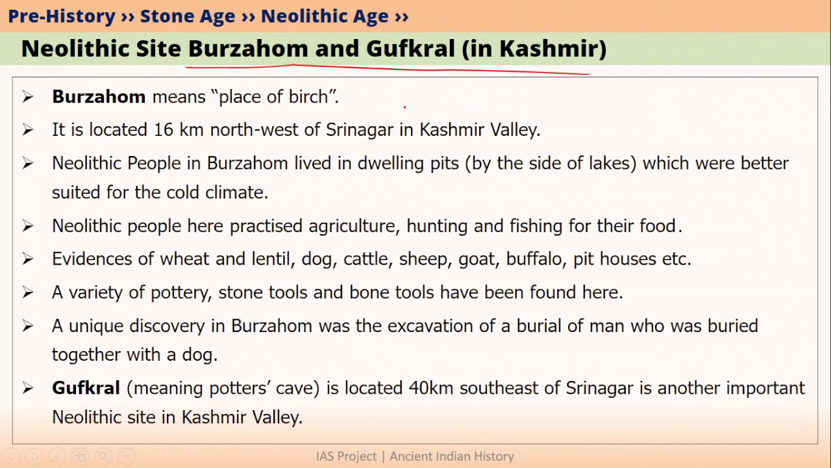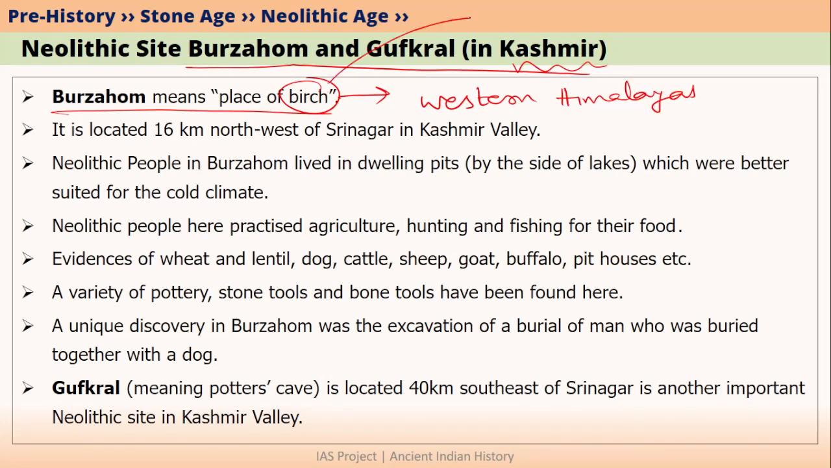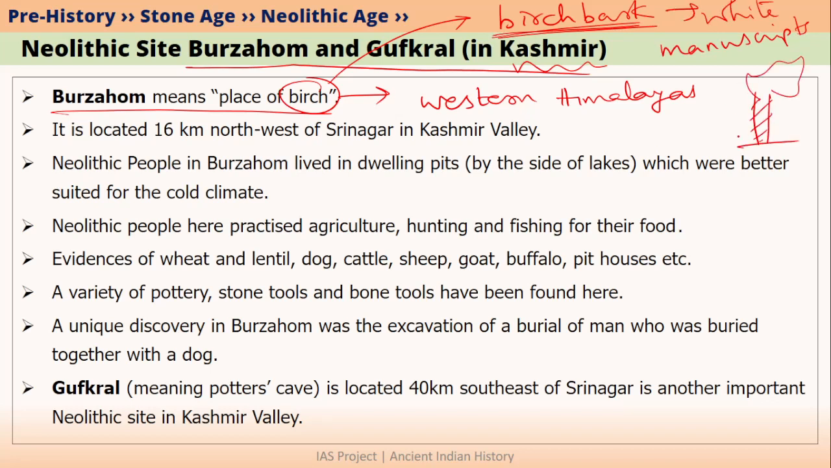Burzahom and Gufkral are very important Neolithic sites in Kashmir. Burzahom means place of birch. Birch is basically a deciduous tree which mainly grows in western Himalayas. The bark of birch, which is called birch bark, has been used in the past to write manuscripts. This is possible because the bark of the birch tree is white in color. You can see even in pictures, all the bark is white in color.